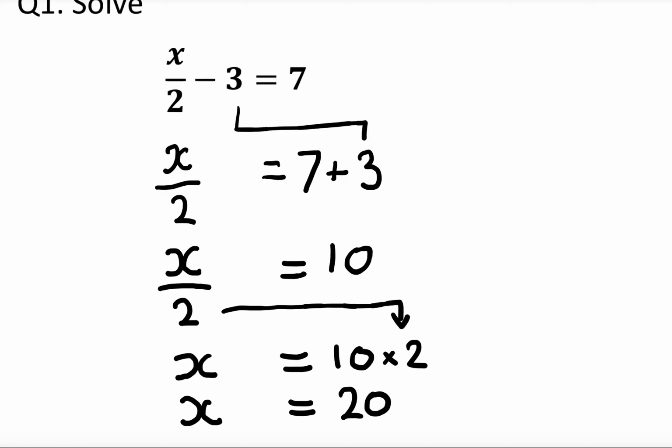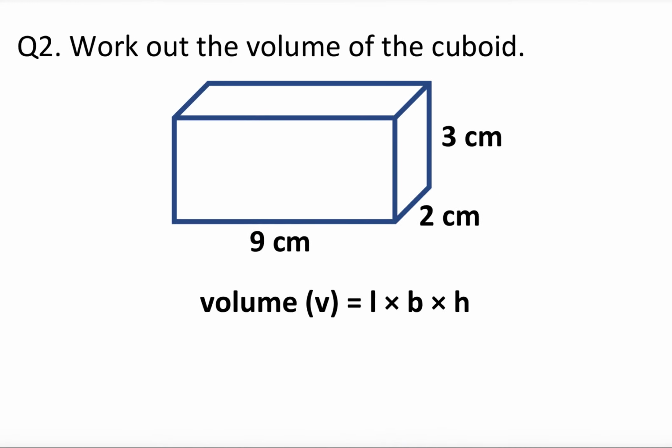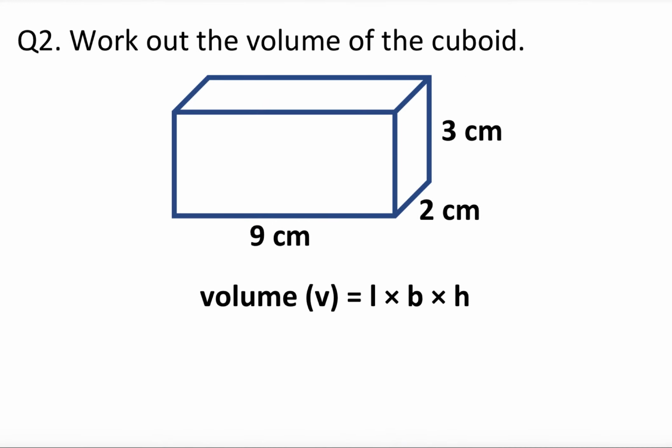Hope that helps. Let's move on to the next question. A cuboid. A cuboid is a 3D shape. It has a length, a breadth, and a height. So we've got to work out the volume of the cuboid. I've been very kind here.